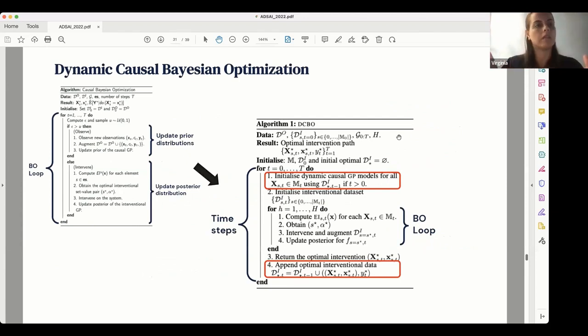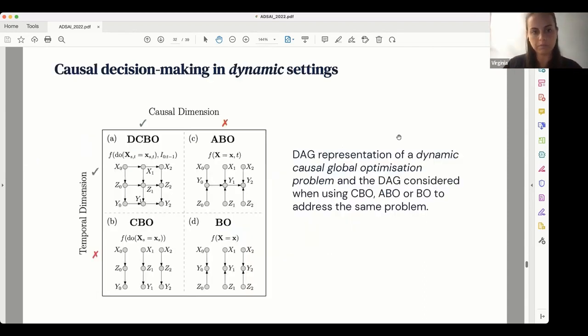So again, the algorithm will be very similar to Causal Bayesian optimization. We'll still have a Bayesian optimization loop, and we're also going to have an outer loop across time. So at every time step, we're going to initialize the dynamic causal GP model. We're going to collect data. We're going to find the optimal, then move to the next step and use whatever we've learned before to initialize our dynamic causal GP model.